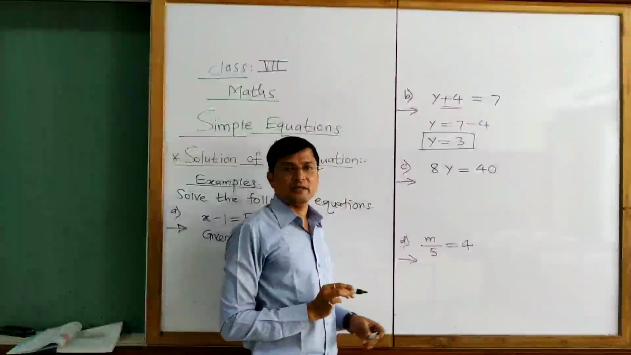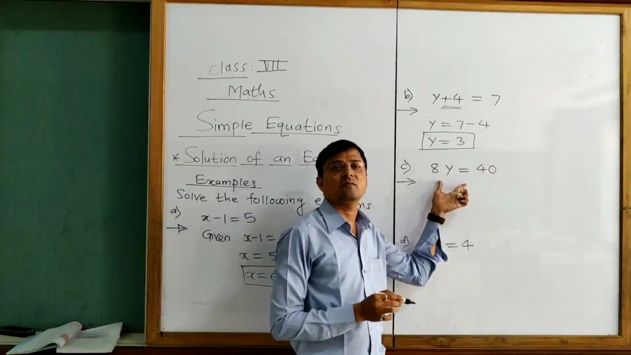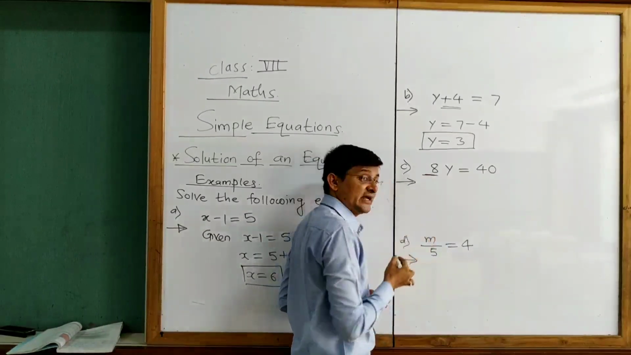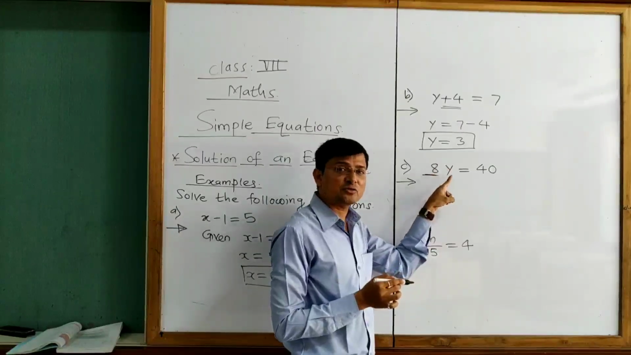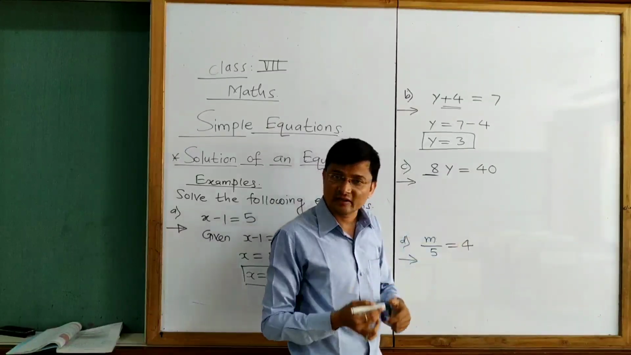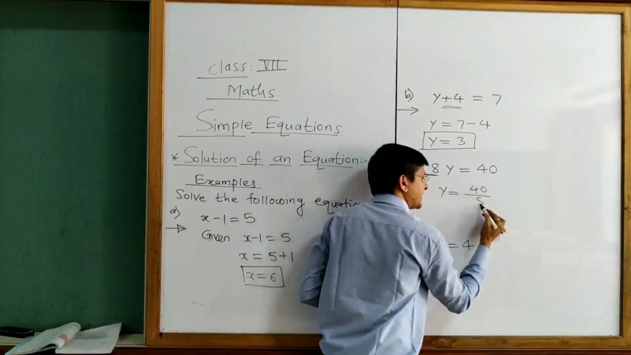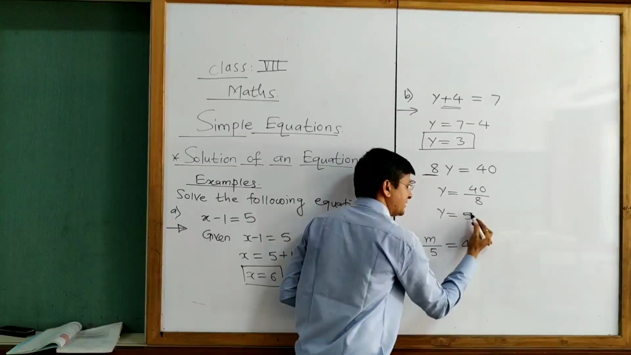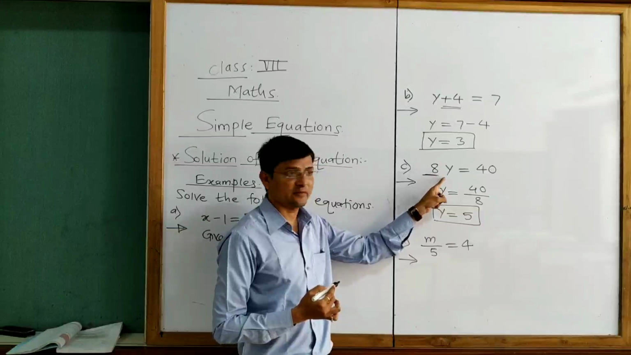The third example is 8y is equal to 40. Here also we have to find the value of y. Now to find the value of y, we have to shift this 8 to the other side. It is observed that 8 is multiplied to the y. So when we shift this 8 to the other side, then it becomes divided. So we can write y is equal to 40 divided by 8. So y is equal to, 8 5s are 40, so we get 5. So y is equal to 5 is the solution of the given equation.